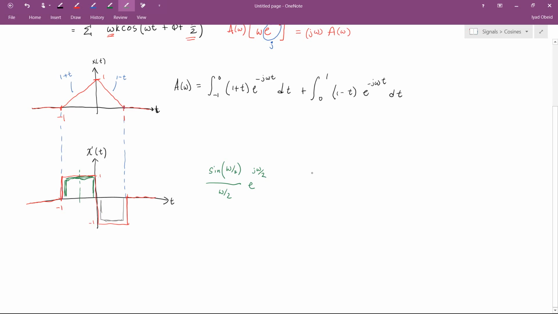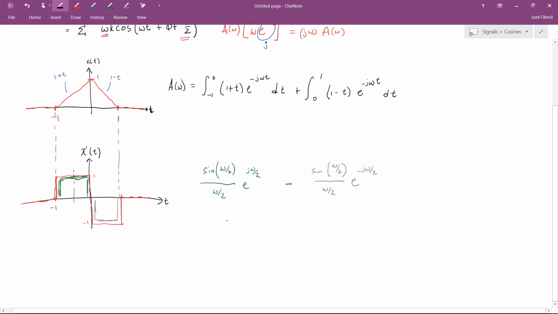The second box also has a half-width of a half, so that's going to be sine of omega over 2 over omega over 2. This box is shifted to the right by half a unit, so it's e to the minus j omega over 2 to account for the shift, and it has an area of -1, so we're going to get a minus sign there. Okay, so we're pretty close.